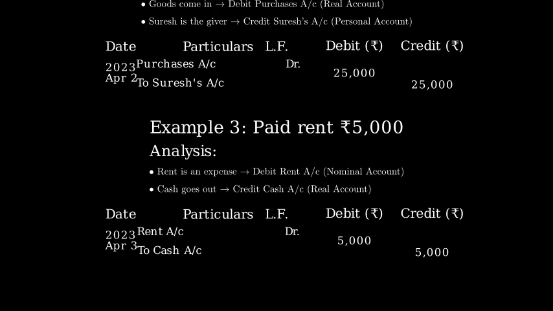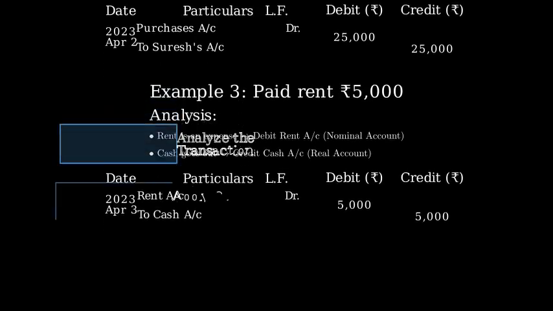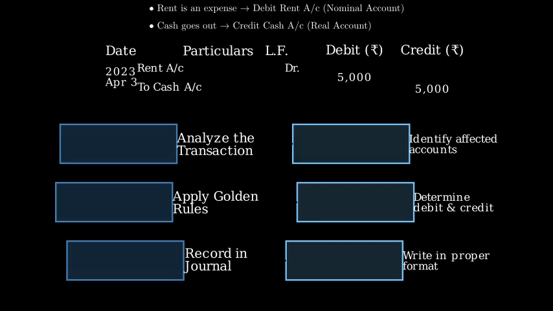Let's summarize the process of recording a journal entry. First, analyze the transaction to identify which accounts are affected. Then, apply the golden rules to determine which account to debit and which to credit. Finally, record the entry in the journal format we learned.